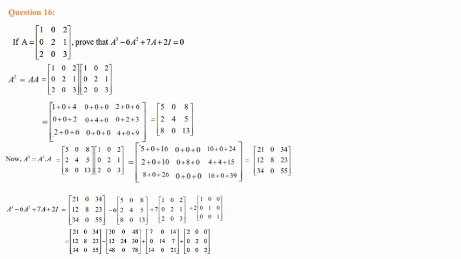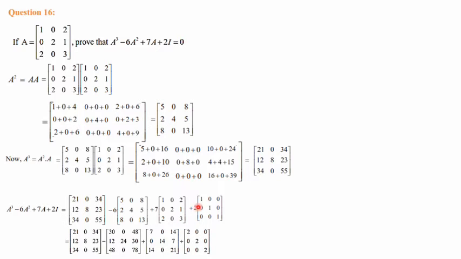Here coming scalar multiplication, the last 3 matrices. So we will do the calculation. First matrix as it is, we have to multiply 6 with each element. 6 into 5, 30, 6 into 0, 0, 6 into 8, 48, 6 into 2, 12, 6 into 4, 24, 6 into 5, 30, 6 into 8, 48, 6 into 0, 0, 6 into 13 is 78. Here we have to multiply each element with 7 because 7 is outside. 7 into 1 is 7, 7 into 0, 0, 7 into 2, 14, 7 into 0, 0, 7 into 2, 14, 7 into 1 is 7, then 7 into 2, 14, 7 into 0, 0, 7 into 3 is 21.